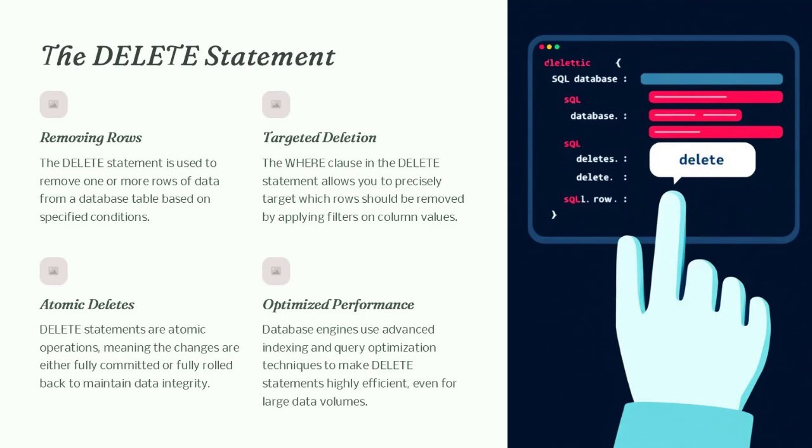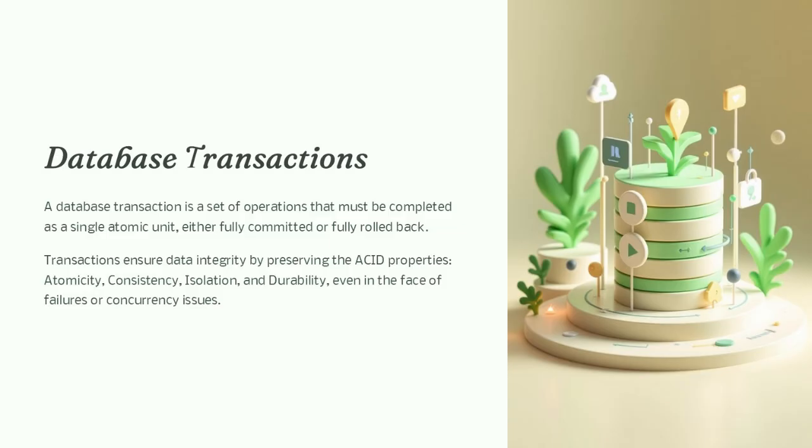Database transactions are a fundamental concept in database management systems. They represent a set of operations that must be completed as a single atomic unit. This means the transaction must either be fully committed or fully rolled back. There is no in-between state. Transactions ensure data integrity by preserving the ACID properties. Atomicity: the transaction must be all or nothing. Consistency: the database must be in a valid state before and after the transaction.